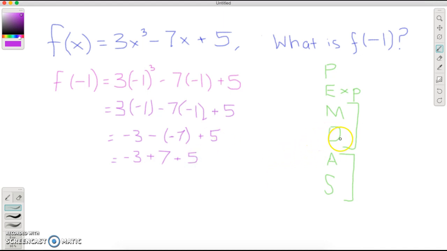So next in PEMDAS, we have division. We don't have any division left in here. And then we have addition, which is pretty much everything that's left. So we go from left to right. Negative 3 plus 7 is going to be equal to 4. So we have 4 plus 5. Our last step, and this equals 9. So our answer to the question is going to be f of negative 1 equals 9. And there you have it.